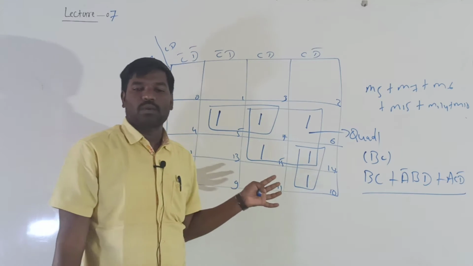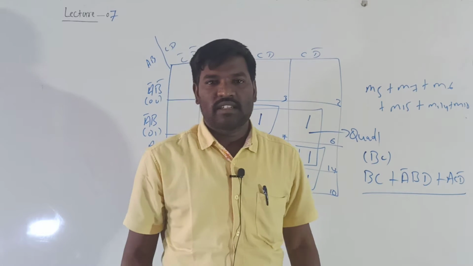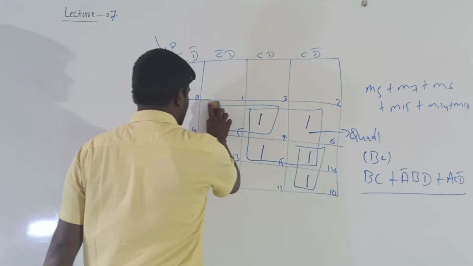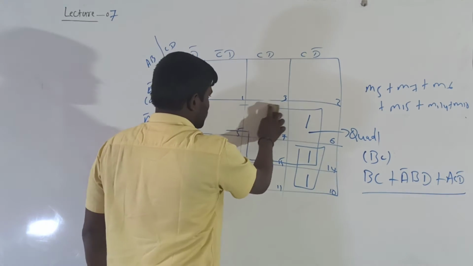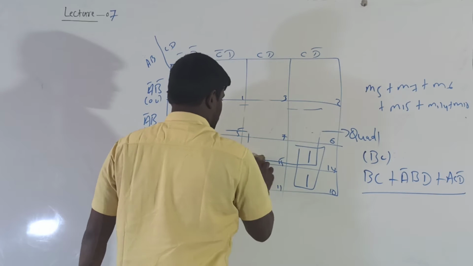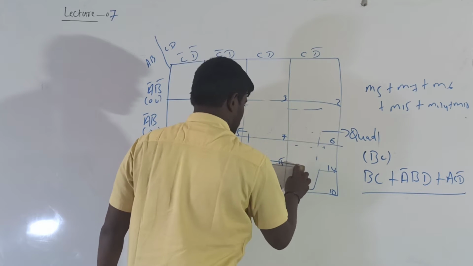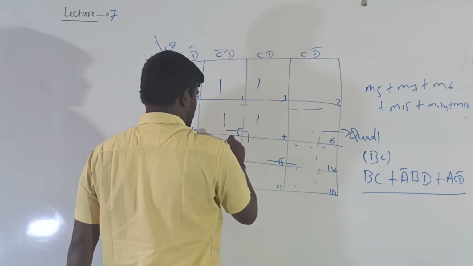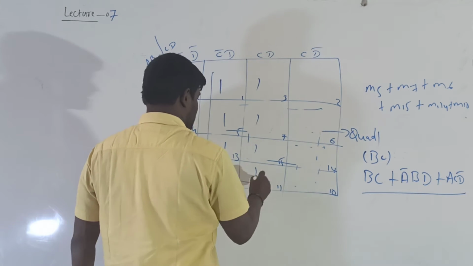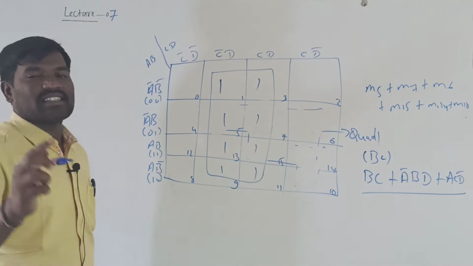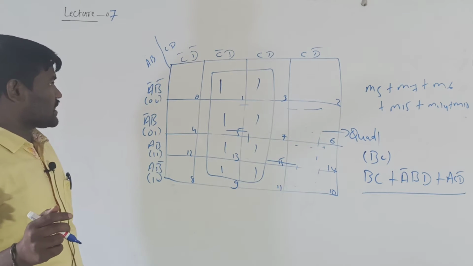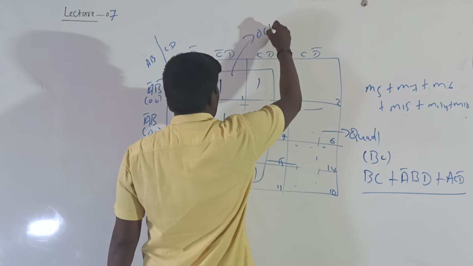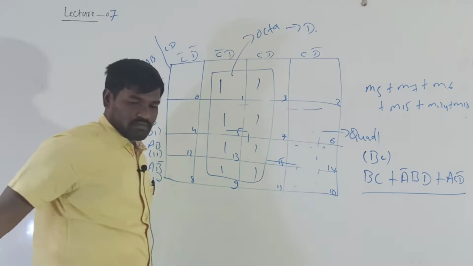Okay, so like this we have to solve the expression using the K-map. So another one is there, that is octa. So octa means 8 adjacent ones. See here, suppose here 1 1 1 1 1 1 1 1. So it becomes octa, which gives the result as a single variable. Among these 2 columns, which is the common term? D. So this is octa, answer is capital D.